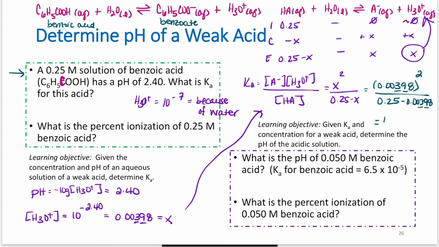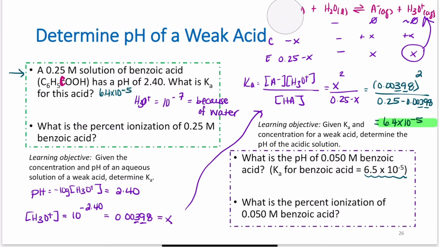Calculate this out, and you should get a value of 6.4 times 10 to the negative 5th. Down here it tells me it's 6.5. Looks good to me. That's basically rounding error. So we've answered the first question, 6.4 times 10 to the minus 5th. Now I'm going to erase everything, so pause the video if you need to write anything down.